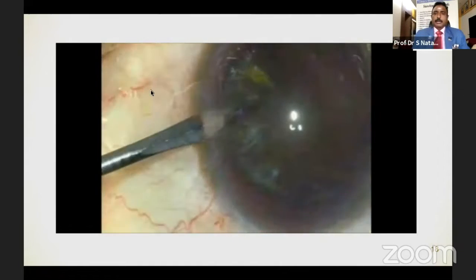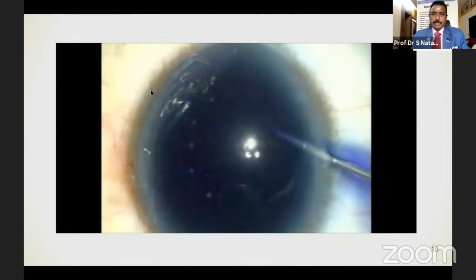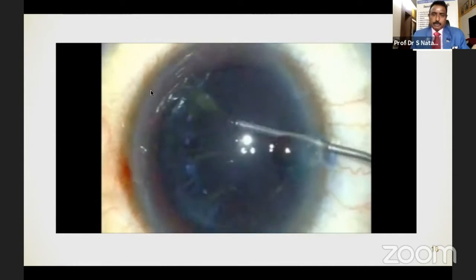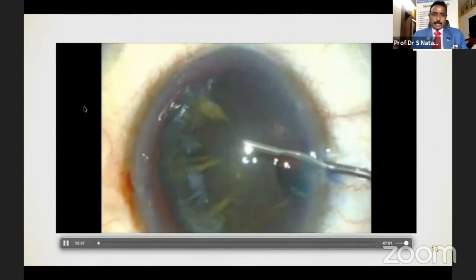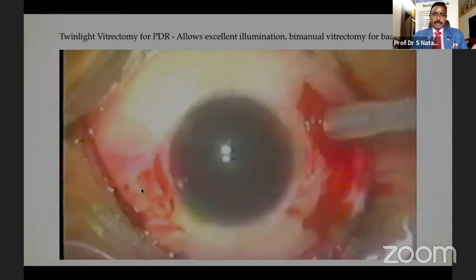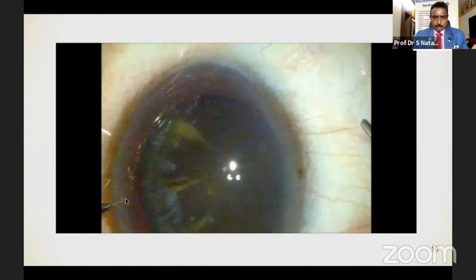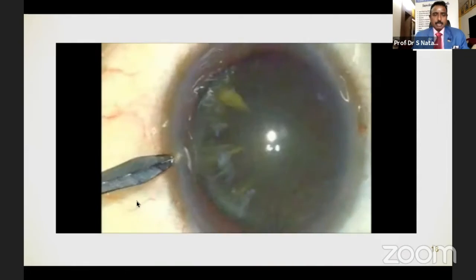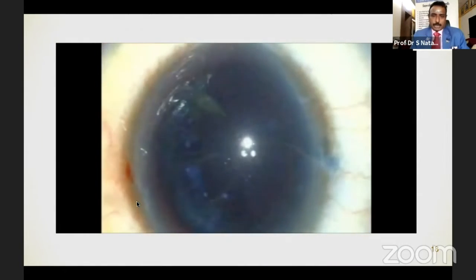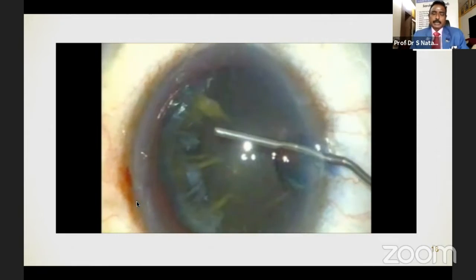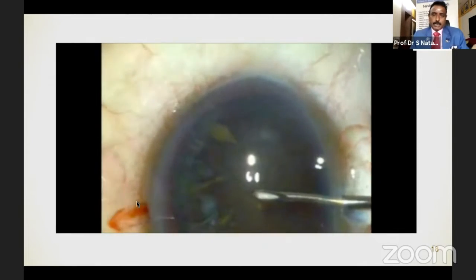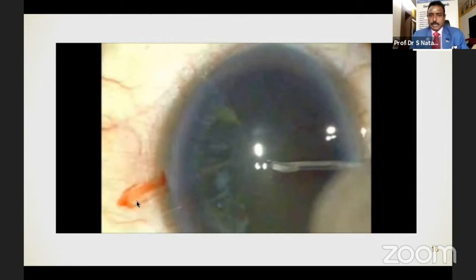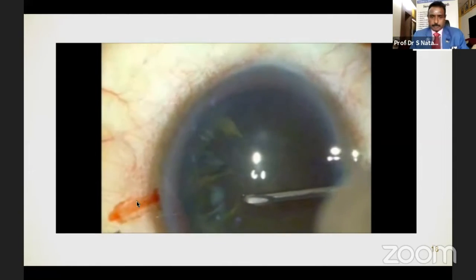I have Dr. Kavita Rao who does the cataract. I don't do cataract. She does the phaco with the intraocular lens implant, removes the cataract with the phaco, and then introduces the foldable lens. And then after that, I take over and do a 3-port pars plana vitrectomy.